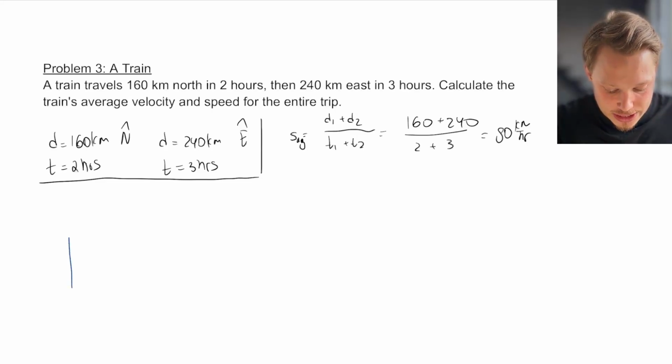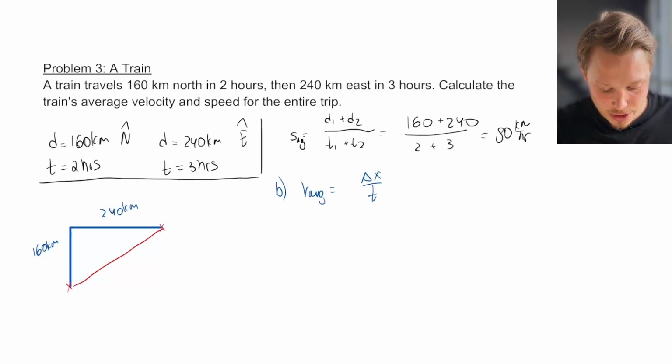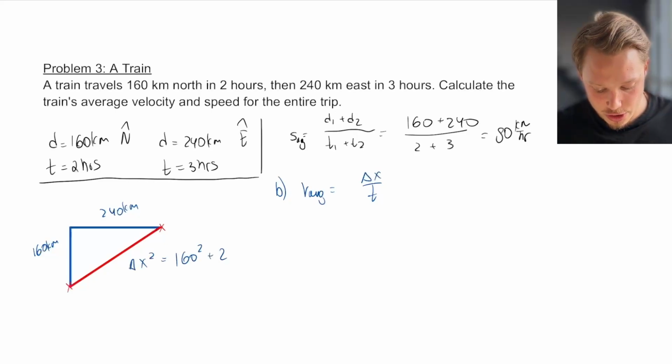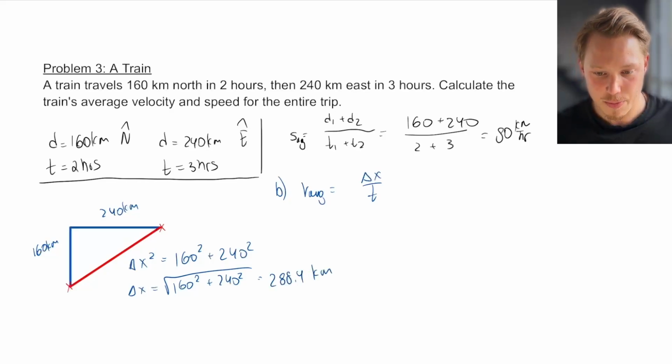The train goes 160 kilometers north and 240 kilometers east. So if we're calculating average velocity, which is displacement over time, the displacement is going to be the initial point to the final point. So this distance right here. Just like we did in the previous video, we can use Pythagorean theorem to figure it out. 160 squared plus 240 squared. Or take a square root of both sides, which is 288.4 kilometers. Perfect.